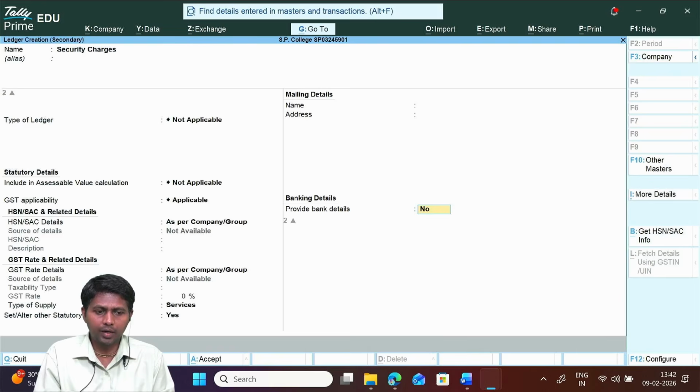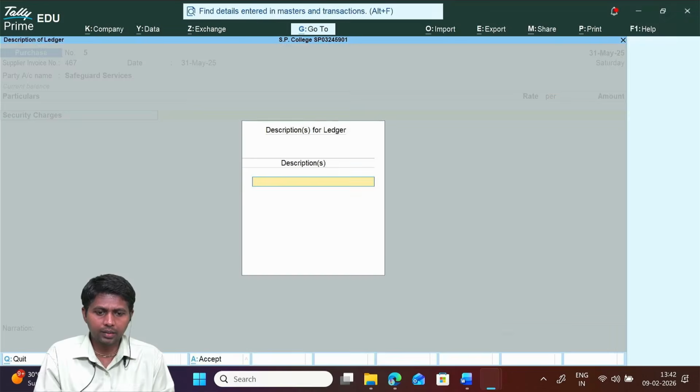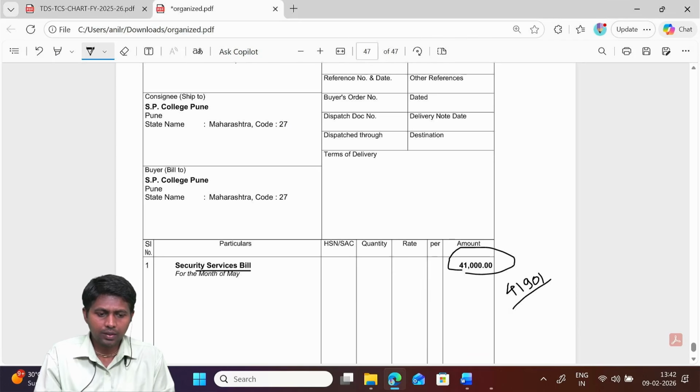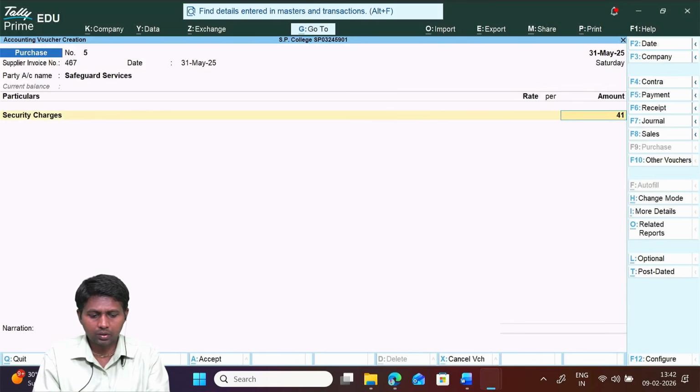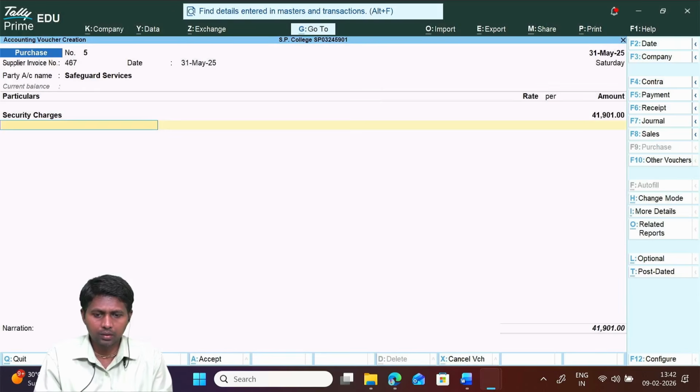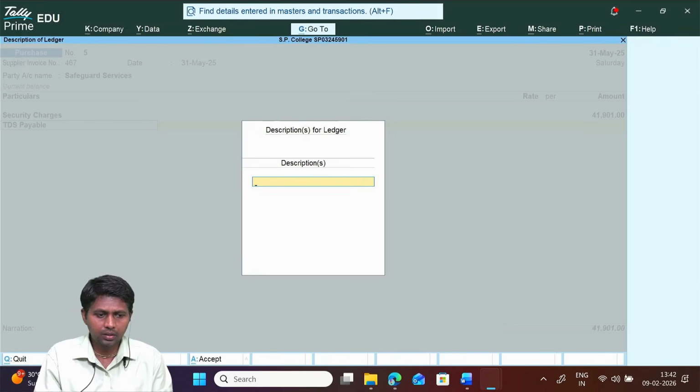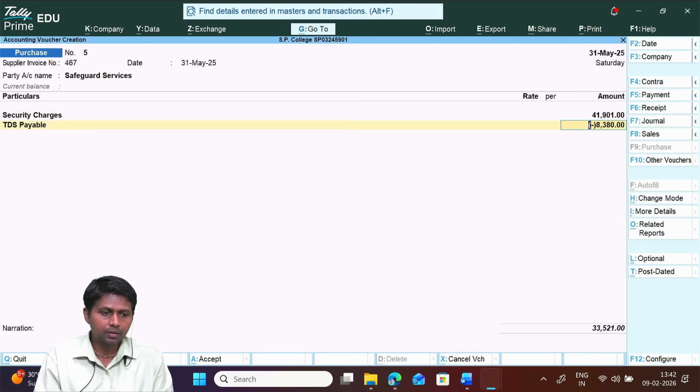Finally, security charge 41,901. Enter, enter. And then here, if you check TDS, you will get 8380. Why is this? Because of the 20% TDS rate. 20% rate, that means we are correct. Enter, enter, enter. No need to change anything. Enter, enter, accept. Yes, very good.